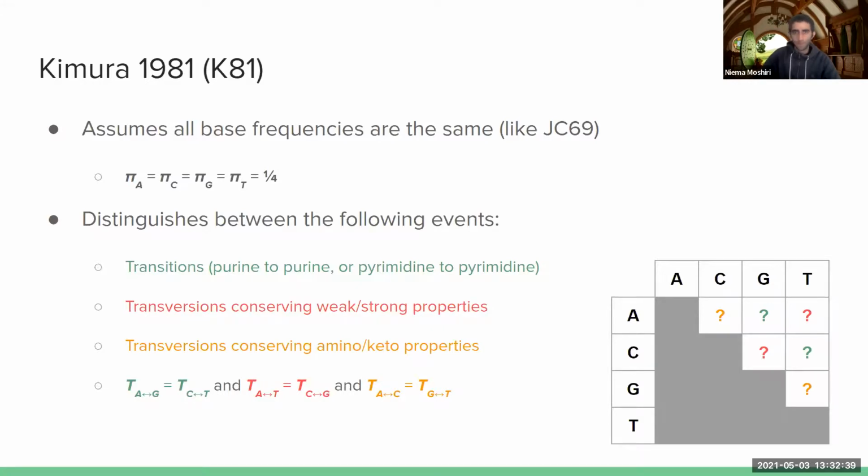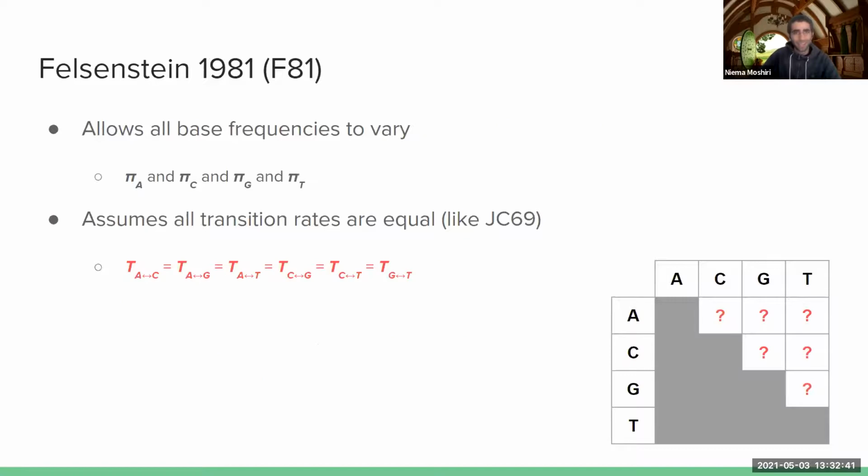Okay. It's going to get a little bit more complicated. So in 1981, completely independently, there's a guy, Felsenstein, who came up with his own model of nucleotide evolution that we now call the F81 for Felsenstein 1981 model. And just like the JC69 model, just like that first simplest model that we had, as far as transitions go, it assumes that they're all equal. There's just one overall rate of transition.